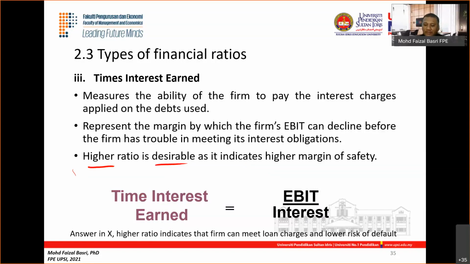Remember, under leverage, we want to see the debt level. Second is about the payment ability. So times interest earned will look at the payment ability. Therefore, when we look at ability, you want it to be as high as possible. But in terms of level, you want it to be as low as possible. So here, the answer will be in times again, hence the name times interest earned. It indicates that the higher the ratio, the better the ability to meet loan charges.